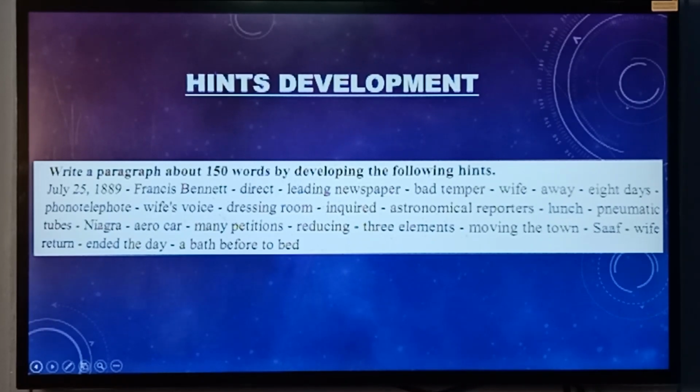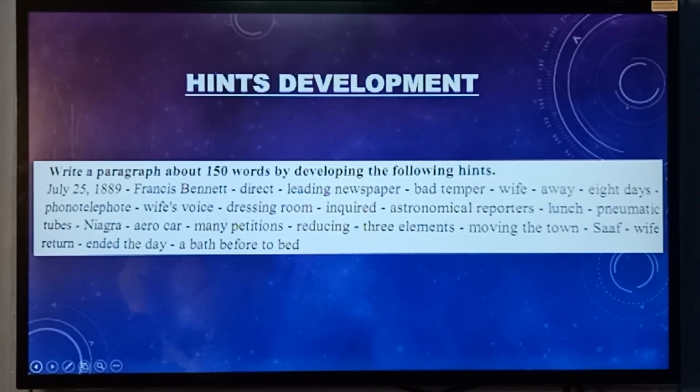July 25, 1889, Francis Bennett, direct, leading newspaper, bad temper, wife, away, 8 days, phonotelephote, wife's voice, dressing room, inquired, astronomical reporters, lunch, pneumatic tubes, Niagara, Aerocar, many petitions, reducing, 3 elements, moving the town, SAF, wife return, ended the day, a bath before bed.